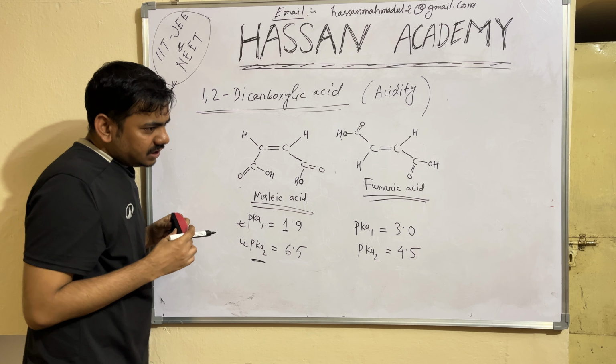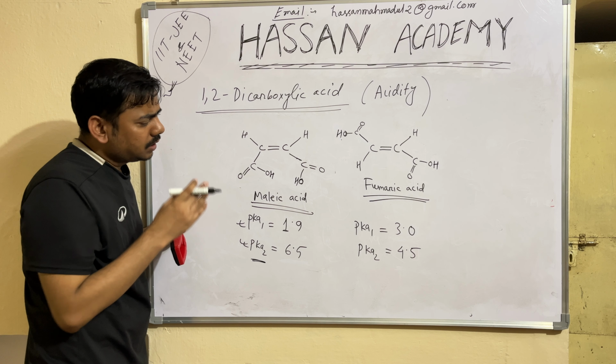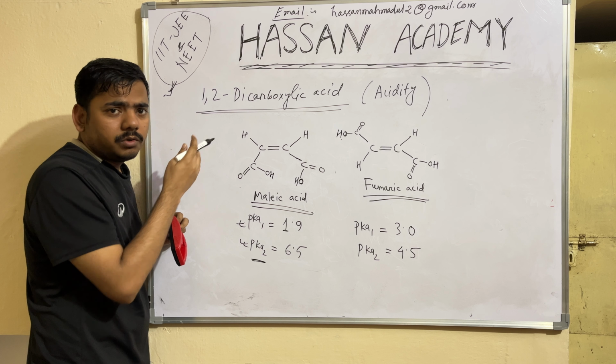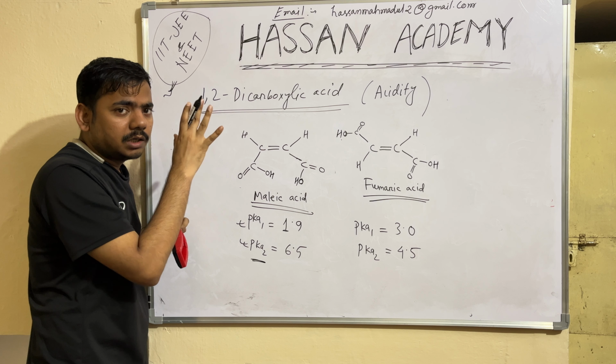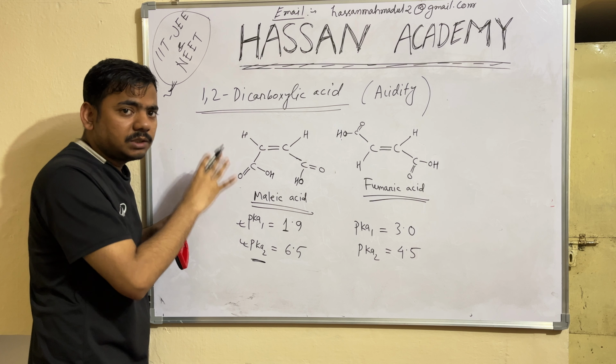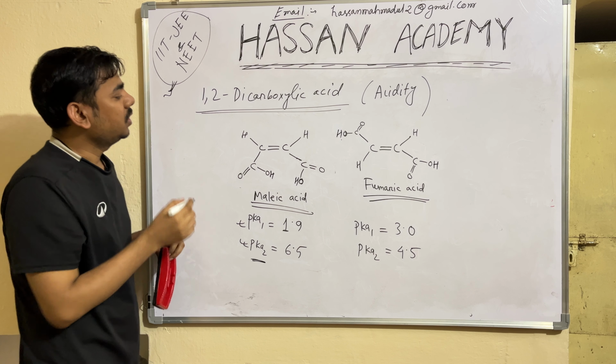Now if you are talking about acidity, what is meant by acidity? That acidic hydrogen will be there. We need to remove that hydrogen in the form of a proton. Once you remove it in the form of a proton, we get the conjugate base, and based on the stability of that conjugate base, we can tell which compound is more acidic, which compound is less acidic.